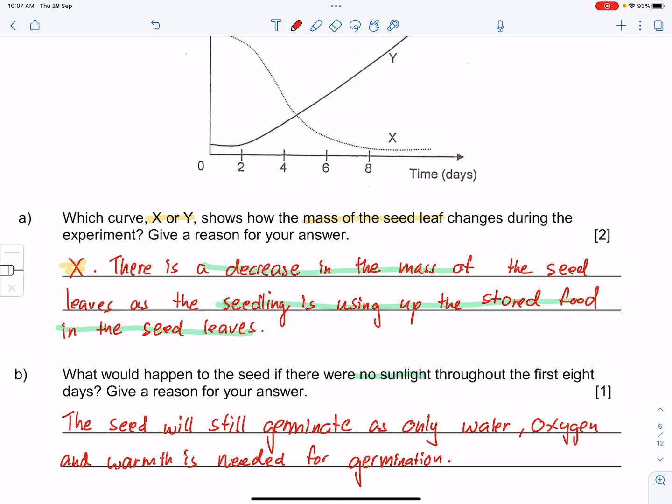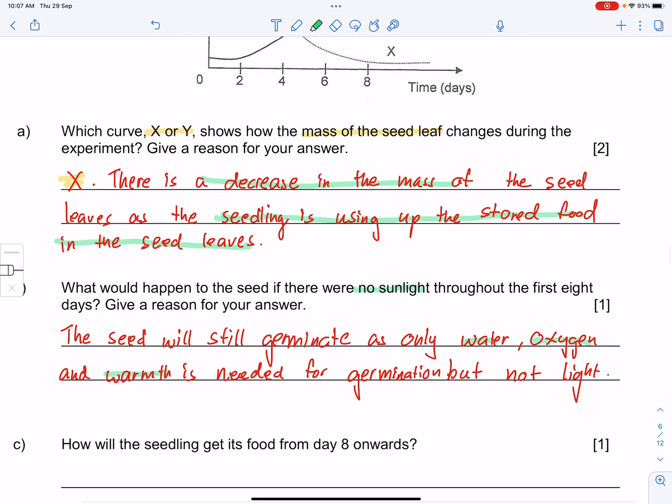Sunlight is, but not light. So remember to add in the factors required for germination explicitly. Many of you did not do that. Some of you also left out the part that germination does not require light. This is definitely a must because it then satisfies the demands of the question, because the condition was that there was no light.